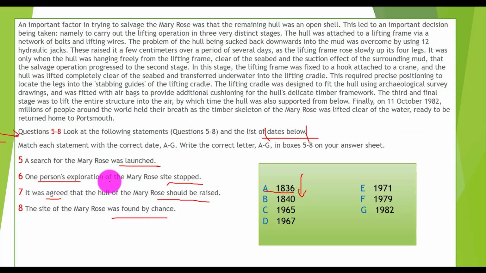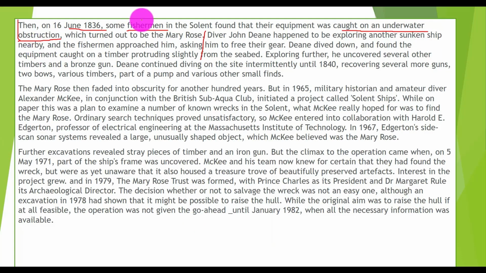One person's exploration of the Mary Rose site is stopped. No, it has nothing to do with one person's exploration. The site of Mary Rose was found by chance. Okay, this chance is our key to answer, and the answer for question 8 is A. Okay. Now let's go back. As you see, the fishermen in the Solent found that their equipment was caught on an underwater obstruction, and that was by chance, which turned out to be the Mary Rose.